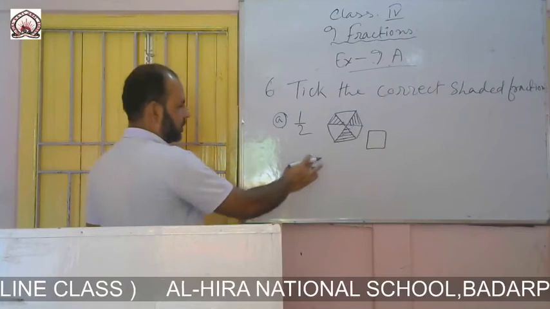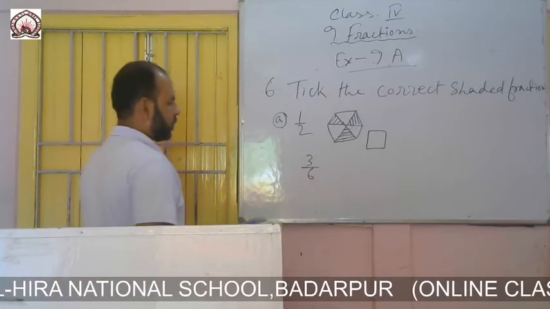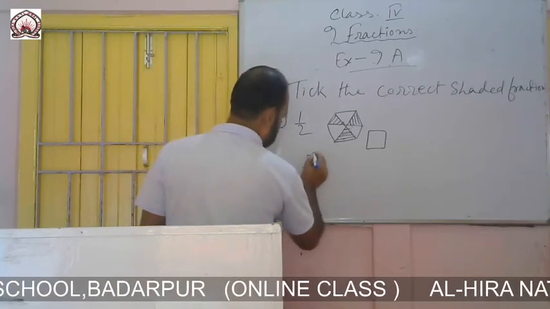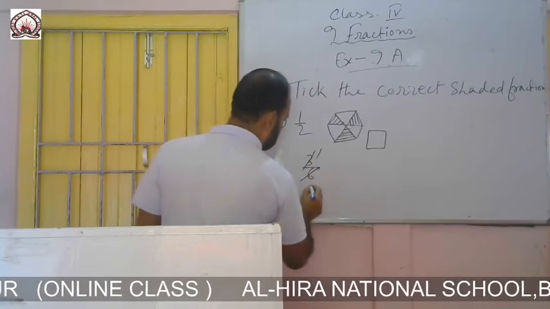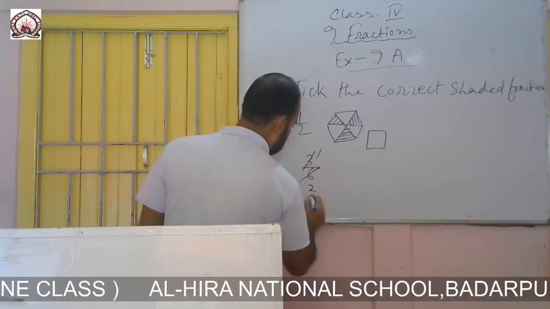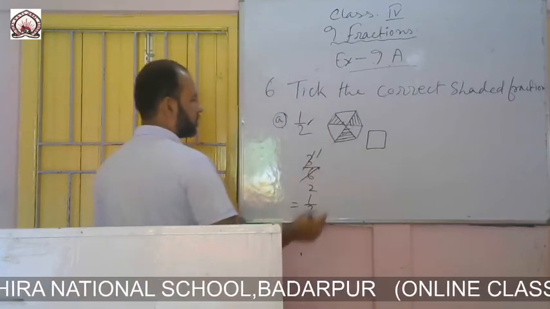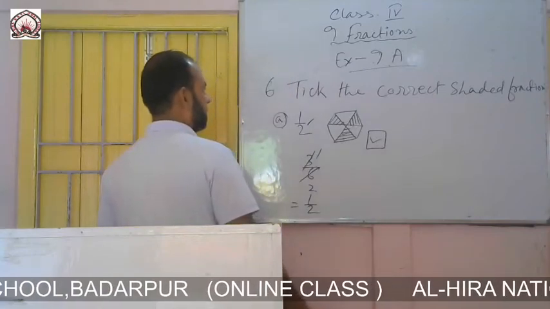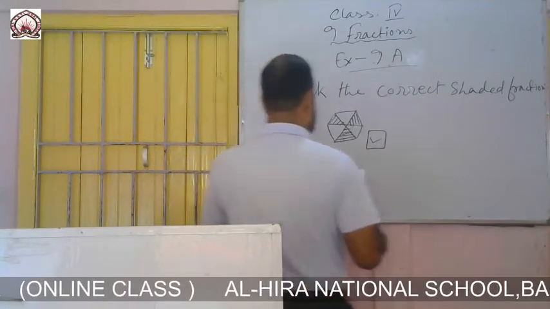If both fractions are the same, we cut this and check. 3 1 is 3 and 3 2s are 6. So it is what? 1 by 2. Yes, 1 by 2. So this figure is correct. Next, number B.